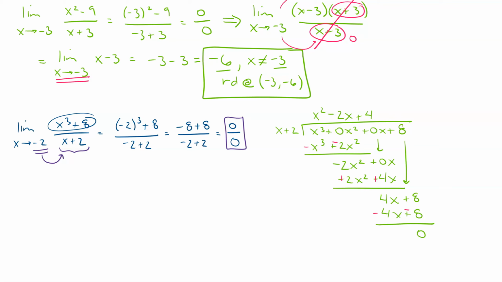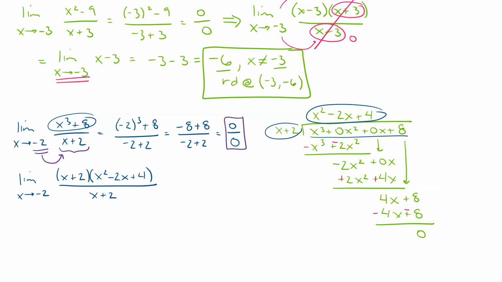And what this polynomial division means is that x plus 2 times x squared minus 2x plus 4 will equal x cubed plus 8. So I'm going to rewrite my limit. And you'll see that once again we have the matching terms, top and bottom, that would create the 0 over 0 that is a problem for us. We're going to cancel those terms away. We're going to rewrite the limit.